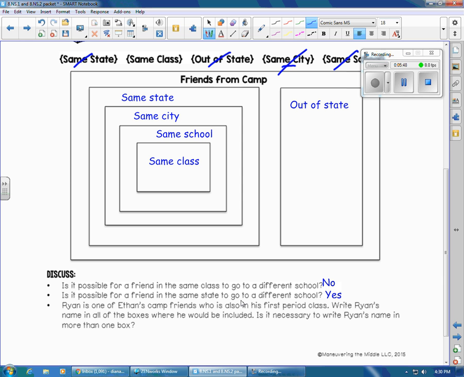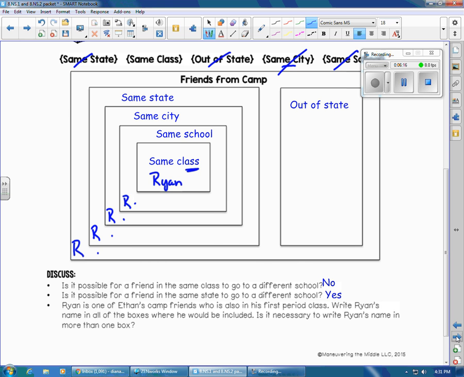Okay, so Ryan is in the same class. So that means Ryan also goes to the same school. He also lives in the same city. He's also from the same state. And he was a friend from camp. So Ryan is actually a member of all of these boxes. But since he's in this most specific box, we know that he's included in all of those other boxes as well.